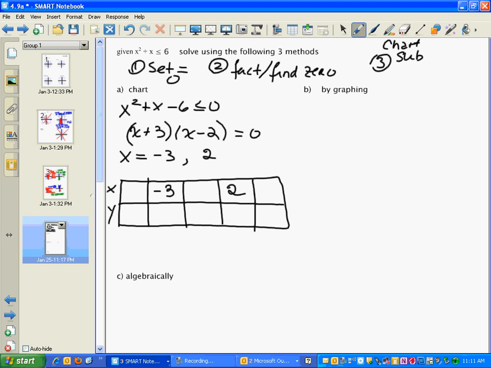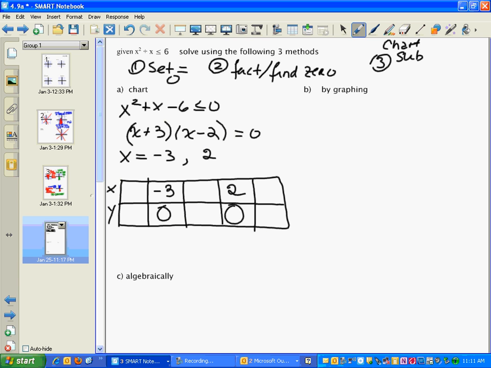Obviously, if x is negative 3, what are we going to get as an answer if we substitute? You shouldn't have to think about this. These are called the what? So if you plug in negative 3, what are you going to get? Okay. This should be 0, and this should be 0.